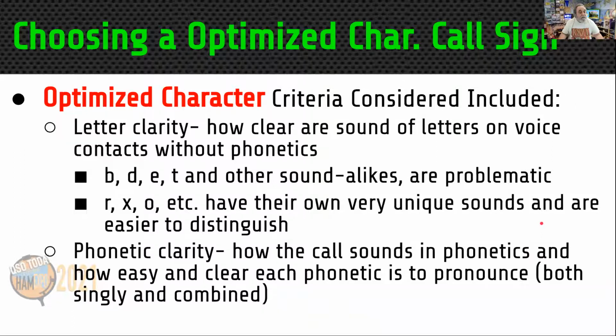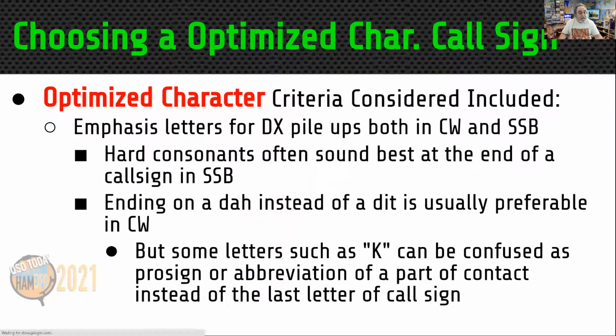Other criteria: letter clarity. How clear are the sounds of the letters on voice? B's, D's, E's, T's, and other sound-alikes are very problematic when you're not using phonetics. R, X, O, etc. have their own very unique sounds and are easier to distinguish in many cases. Again, the native language of the listener may also influence this. Phonetic clarity: how the calls sound in phonetics, and how easy and clear each phonetic is to pronounce, both singly and combined. You also have to include the numeral in the call sign when you're considering the phonetic clarity.